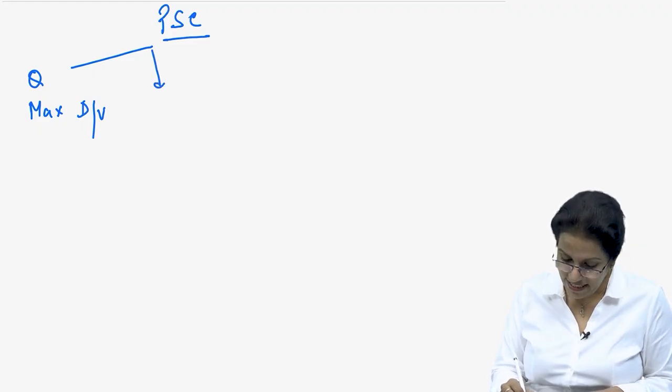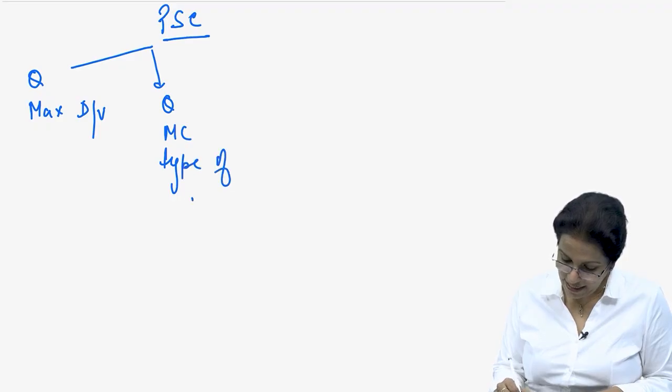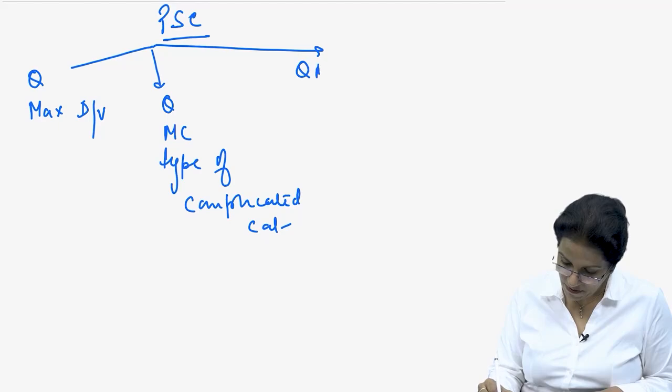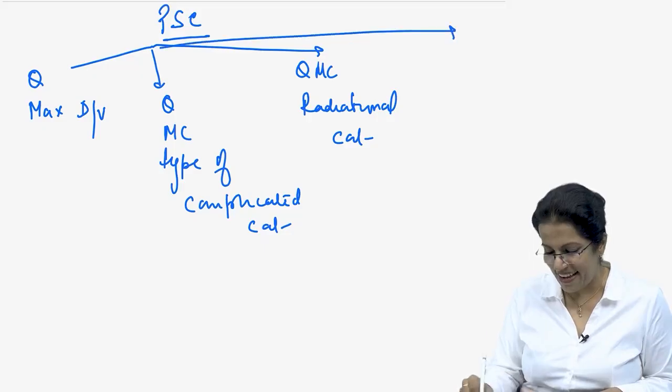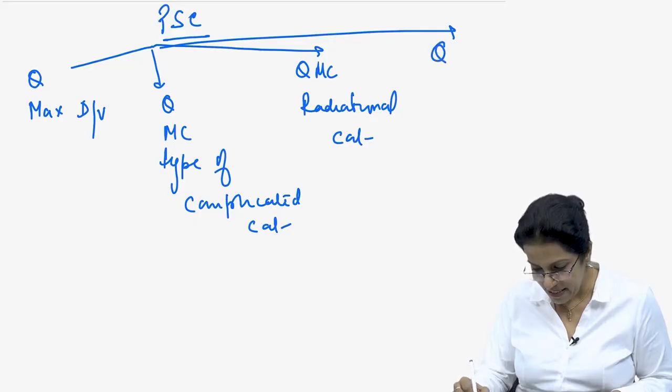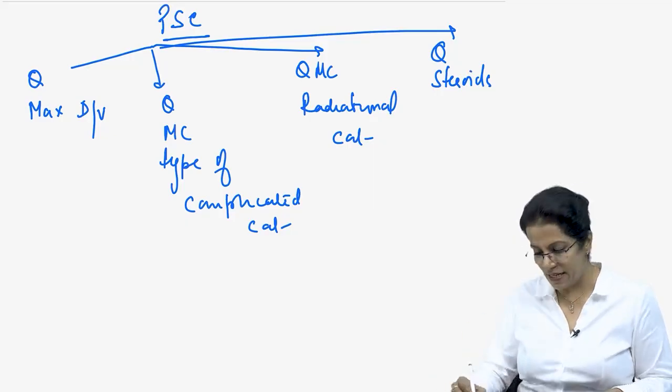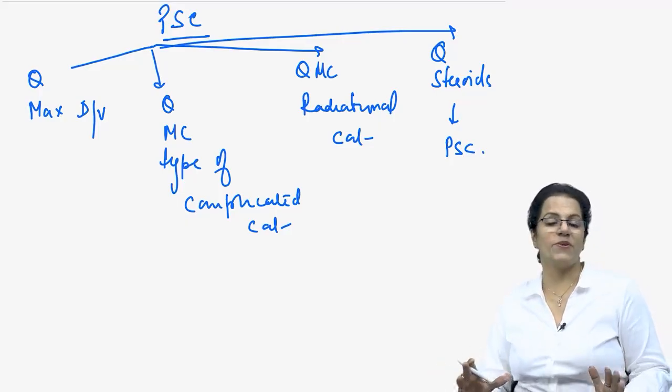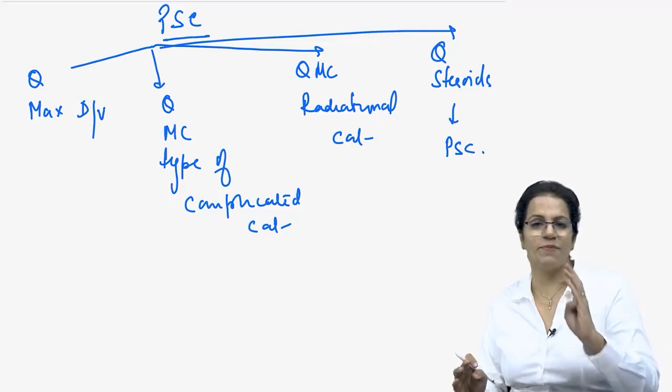What was the second question? It is the most common type of complicated cataract. Right? Okay, what is the third question? It is the most common type of radiational cataract. Very good. And what is the next question? The next question we have learnt is that steroids cause PSC. Mainly they have asked for steroids, and it is again PSC. So these are some important questions on PSC, and they should be on your tips.